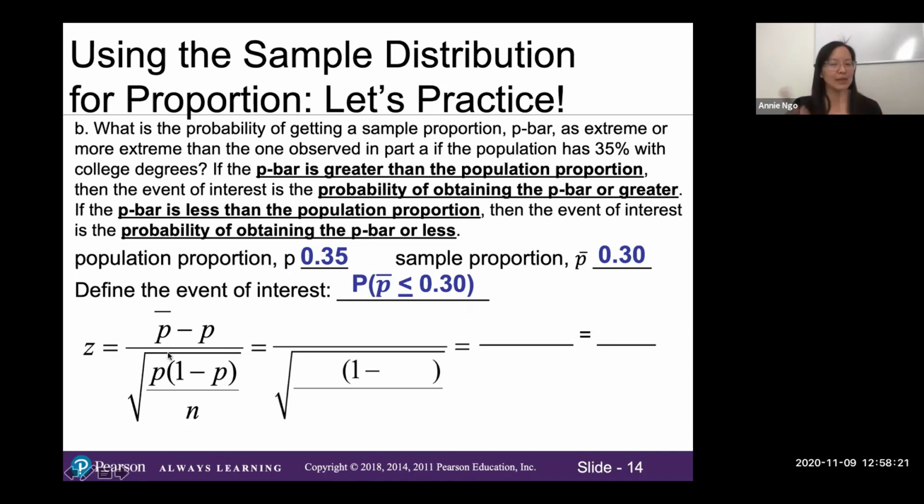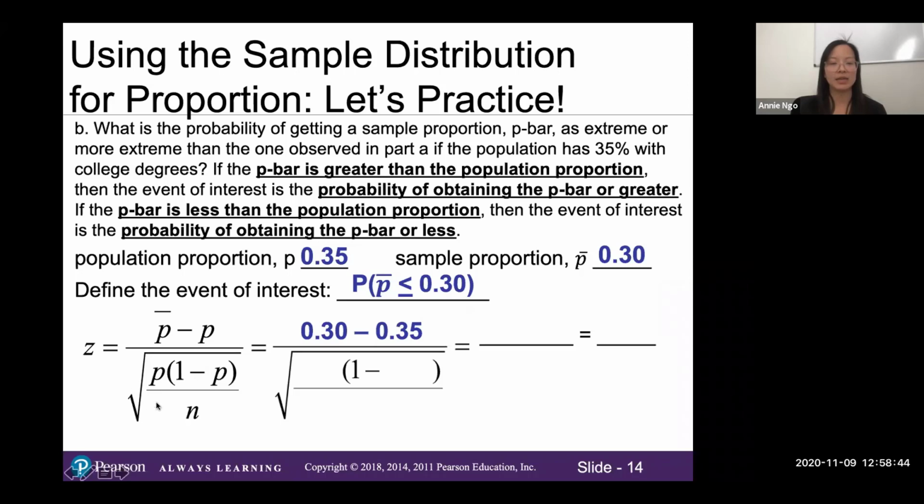And so on the homework, this might change up because the system always changes things. So you might end up with a sample proportion that's greater than. You'd be doing a greater than scenario. If it's like this and you end up with a smaller proportion, then it would be a less than scenario. Plug it in to p bar. Take our population proportion and plug it in for the p.